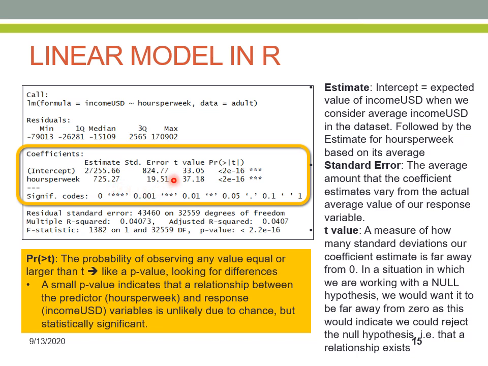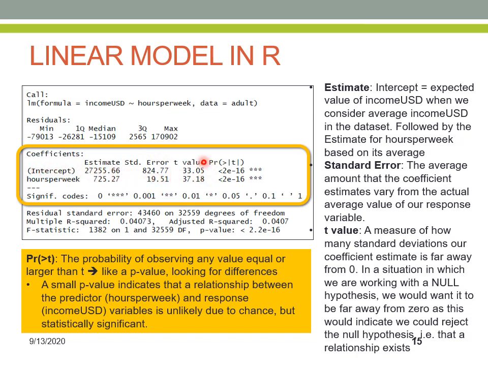In the next column, we're seeing the standard error. The standard error is the average amount that the coefficient estimates vary from the actual average value of our response variable. So here the standard error of 824.77 for the intercept is quite sizable.